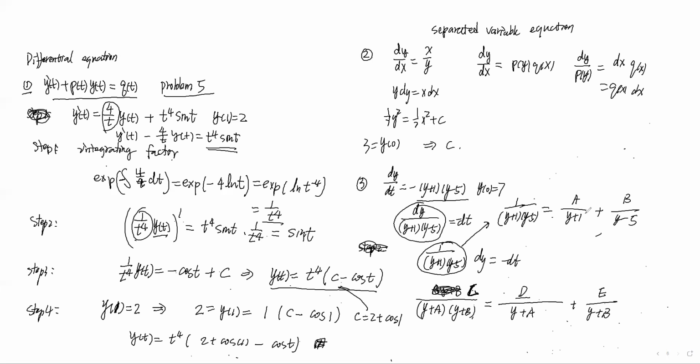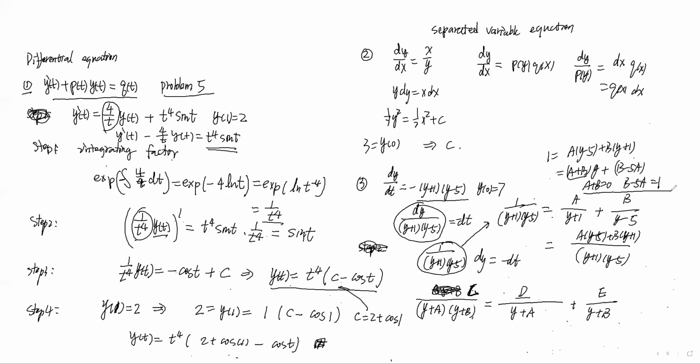So how do we determine a, b? Combine them together. You get y minus 5 is a (y minus 5) plus b (y plus 1). And then you get 1 is a (y minus 5) plus b (y plus 1). Okay. And then you can get what a and b are, right? So you can say a plus b is 0, b minus 5a is 1. And then you solve for a and b.